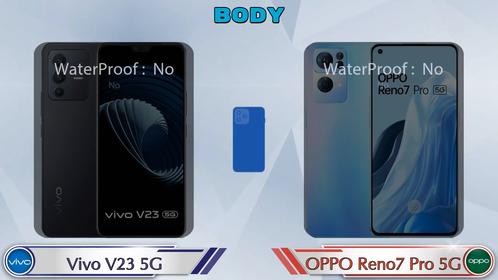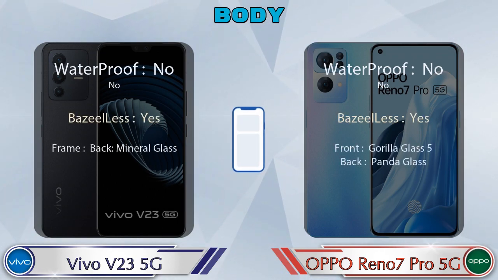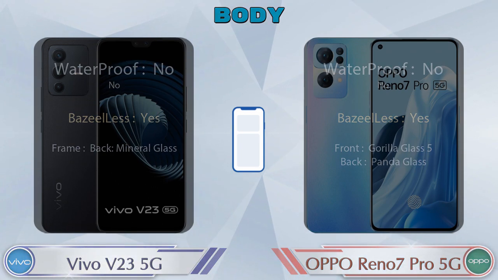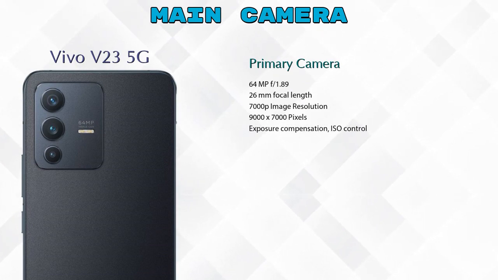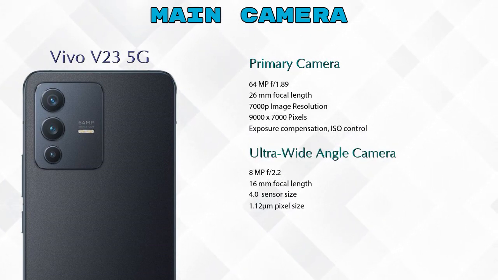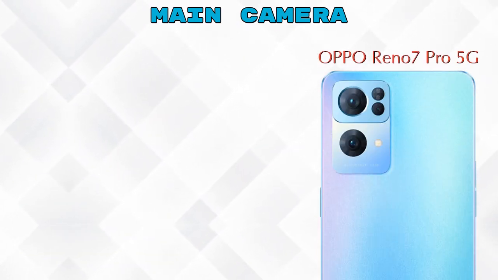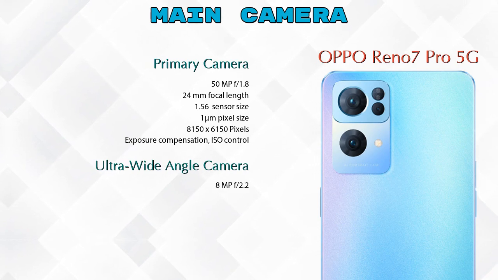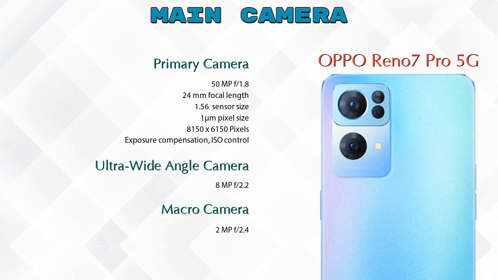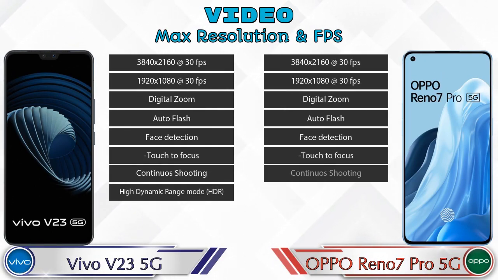Let's see the complete detail of the body of both phones. Let's see the details about our favorite feature, camera. Friends, first of all, talking about the rear camera, we can see three cameras in V23 5G, which are primary camera, ultra wide angle camera and finally macro camera, and Reno7 Pro 5G also has three cameras, which are primary camera, ultra wide angle camera and finally macro camera. If we talk about video camera, then in both phones, 8 different types of features are available.